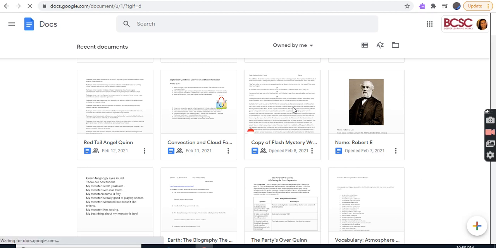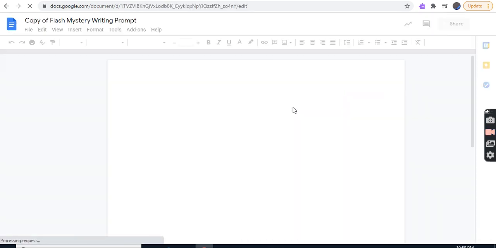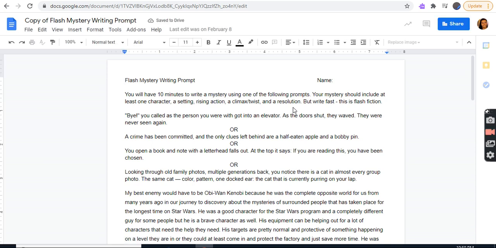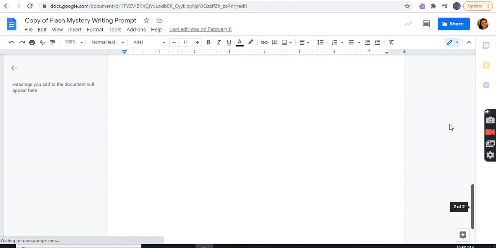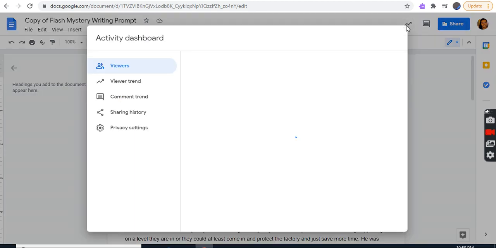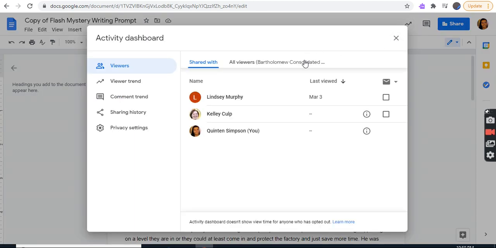How about the copy of Flash Mystery Writing that I completely wrote? Took me a while to read this, and Miss Kolb did not even read this. What a jerk.